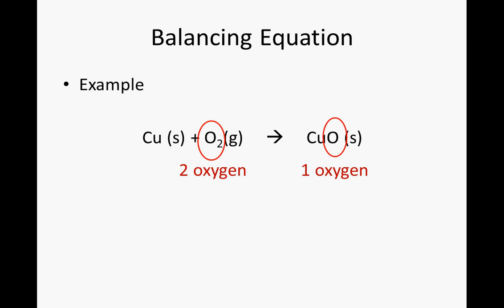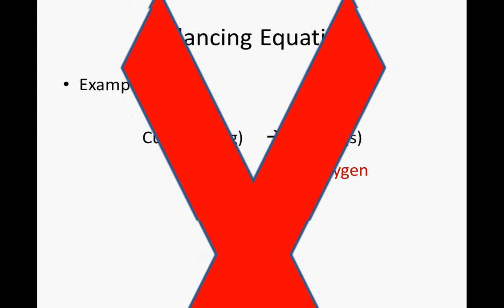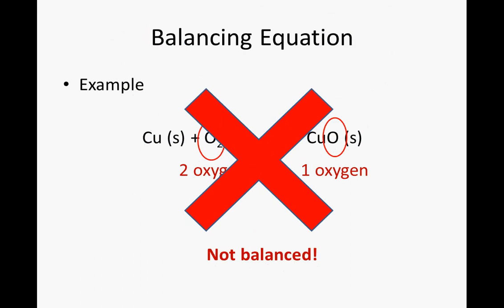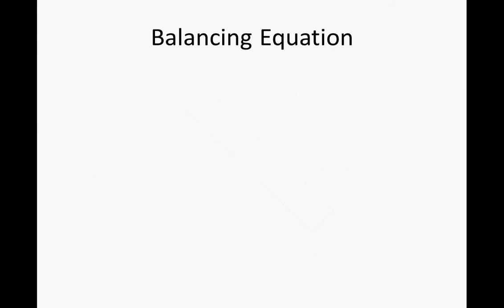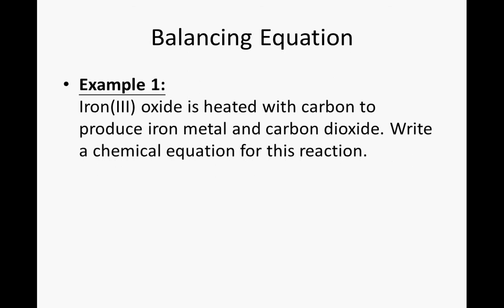Okay, is this equation balanced? Obviously, you can see that it's not balanced. Look at the left-hand side, 2 oxygen there, and on the right-hand side, 1 oxygen. So we say that it is not balanced. So how can we balance it? Later you will know it. I'm not going to go through this example again. Okay, let's look at example number 1 then. Iron(III) oxide is heated with carbon to produce iron metal and carbon dioxide, right? Write a chemical equation for this reaction.